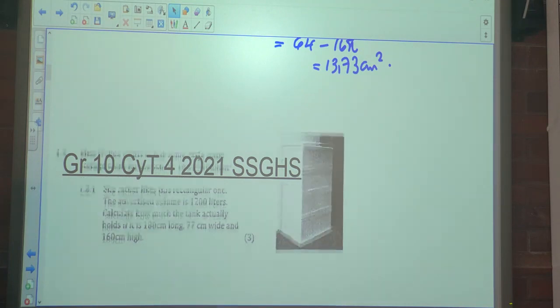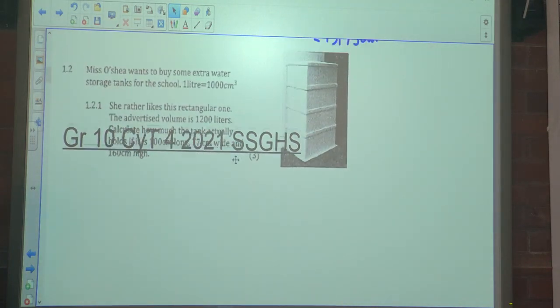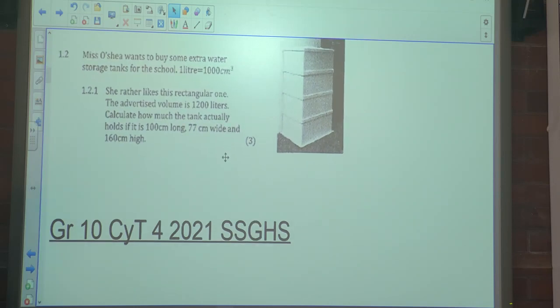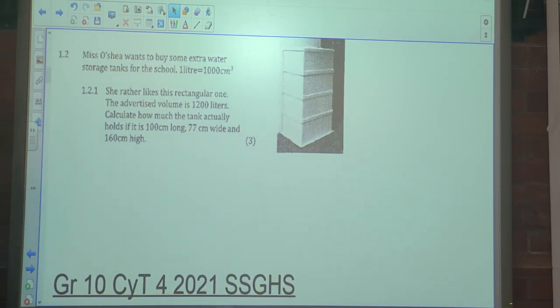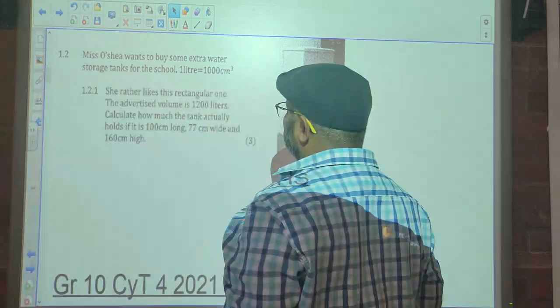People number 2, we are told. Number 2, we are told that Mrs. O'Shea wants to buy some extra water storage cans for the school. 1 liter is equal to 1,000 centimeters cubed. In 1.2.1 we are told she rather likes this rectangular one. The advertised volume is 1,200 liters. Calculate how much the tank actually holds if it's 100 centimeters.